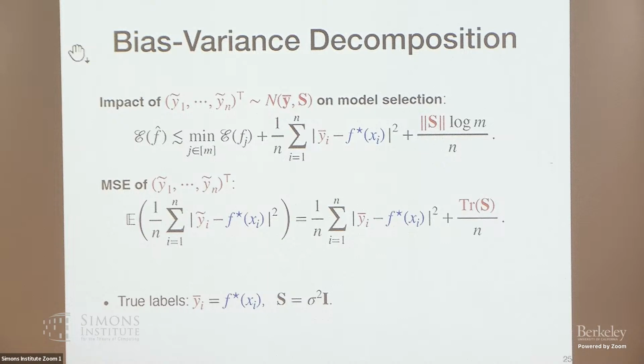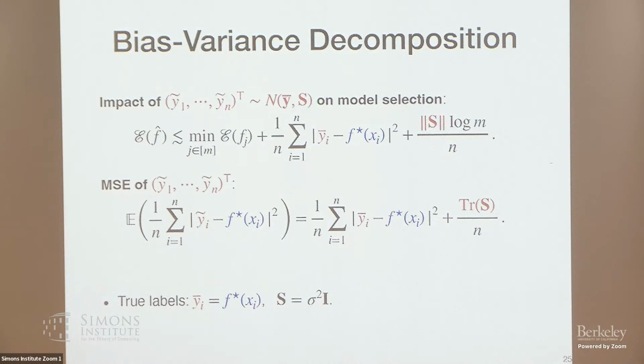For mean squared error, your variance will affect the final results through the trace of this whole thing. Whereas the impact on model selection is much milder. It's just the operator norm here. So if you don't have too many models to select, then this overhead, the last term, is much smaller than the trace term here.